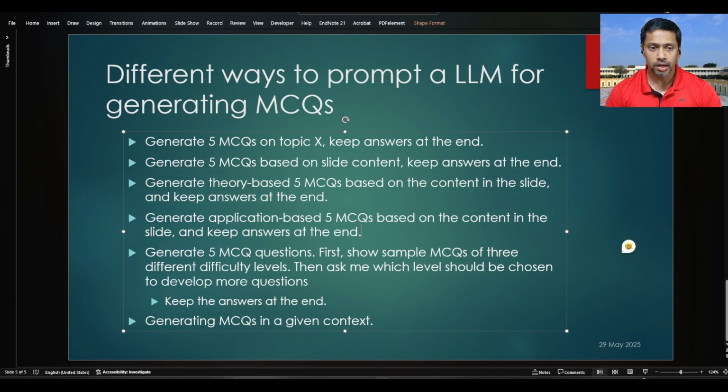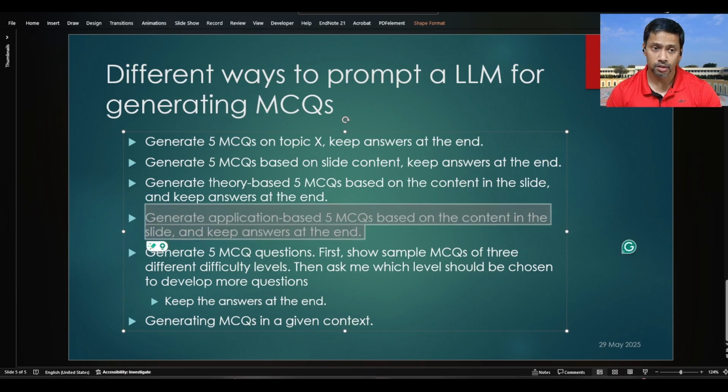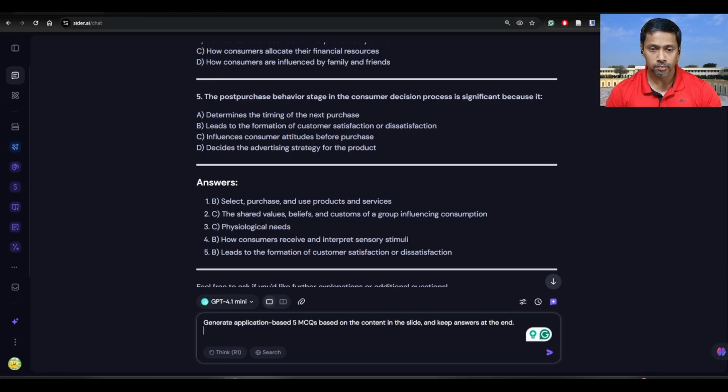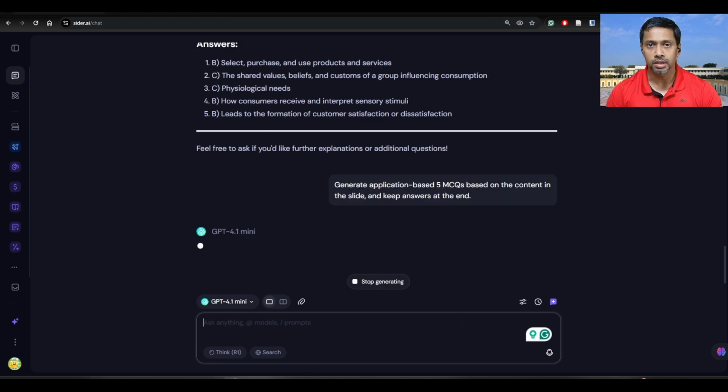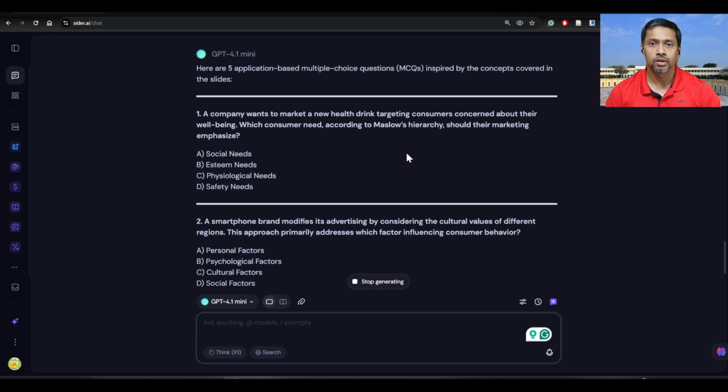Again, going back to my slide, I see that the fourth is application-based 5 MCQ questions. I'm again copying this prompt and pasting it over here, and this prompt now reads: generate application-based 5 MCQs based on the content of the slide and keep the answers at the end. Now you will see that the questions that are generated are not theory based, but they are case based, application based. Now the questions read as: a company wants to market a new health drink targeting consumers concerned about their well-being. So now it is based on application.